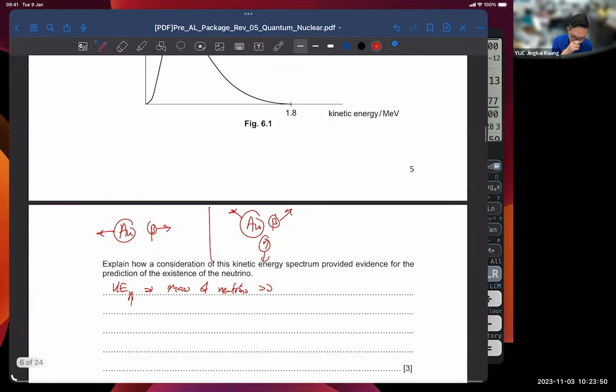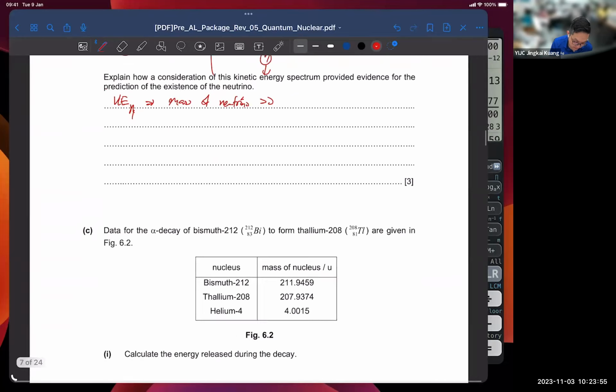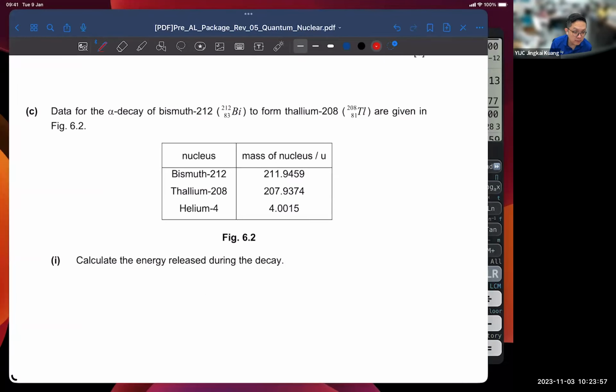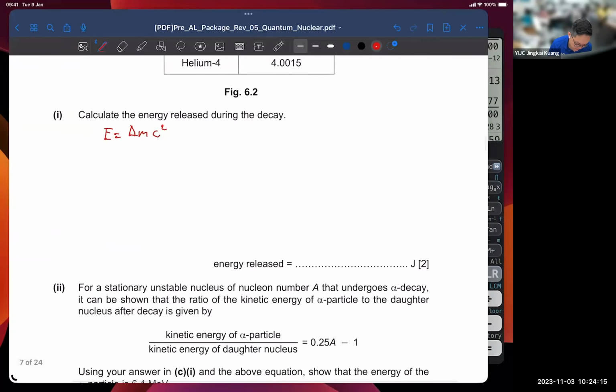Now, again, this is to calculate. We're using mass defect to work out the energy released during the decay. We have the masses, so we can solve it. We want to use E equals delta m c squared. They want the answer in joules, so let's find joules.